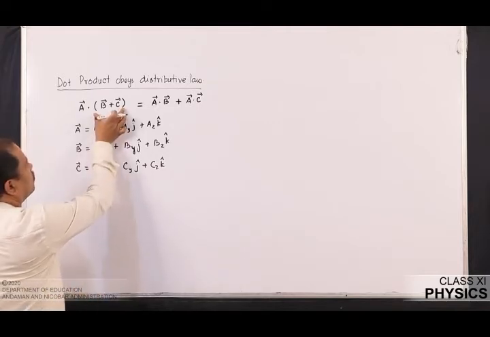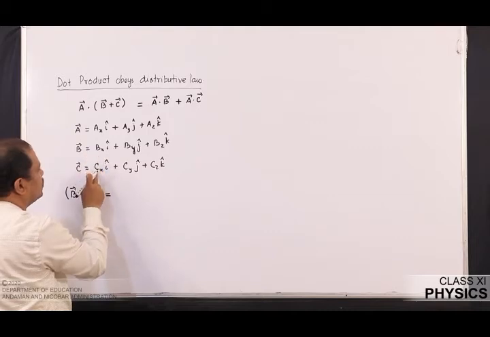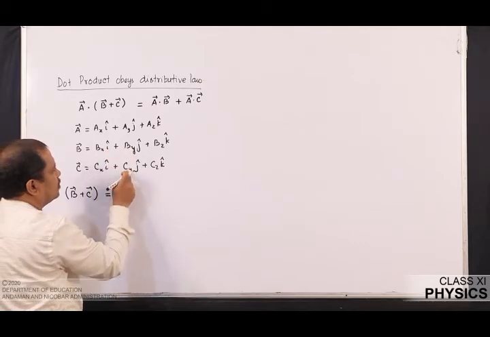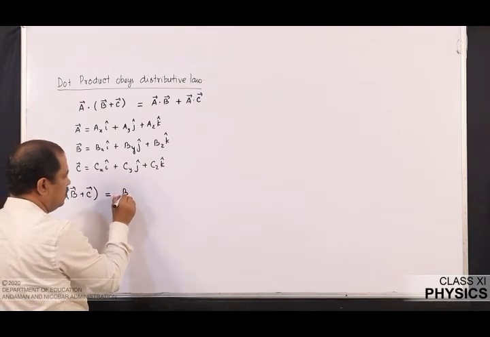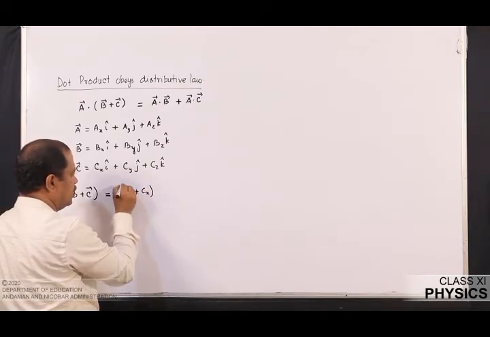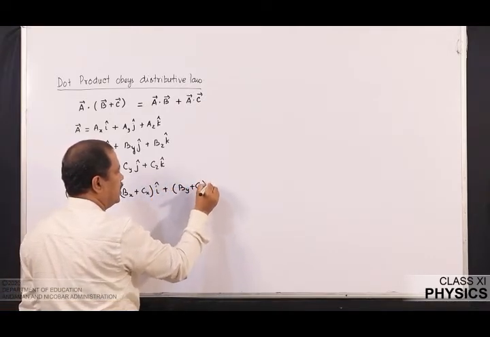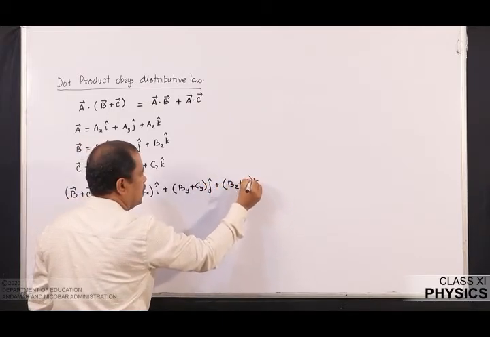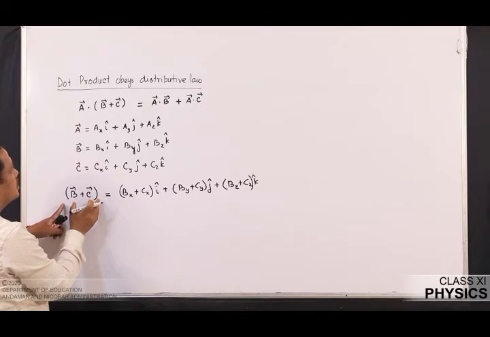First, what we need to do is find the sum of the two vectors. So this is B plus C. I have to find the sum of these two vectors, so I am going to find the sum of the coefficients of I cap, the sum of the coefficients of j cap, and similarly the sum of the coefficients of k cap. This is going to be (Bx plus Cx) of I cap plus (By plus Cy) of j cap plus (Bz plus Cz) of k cap. Now I will find the dot product of this sum with A.